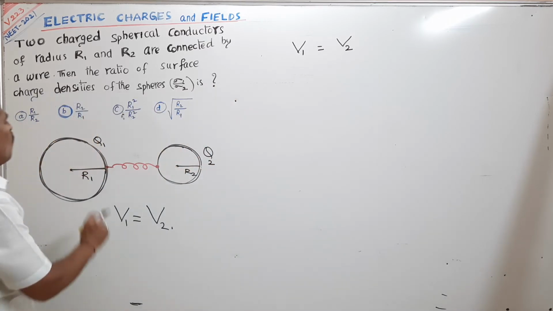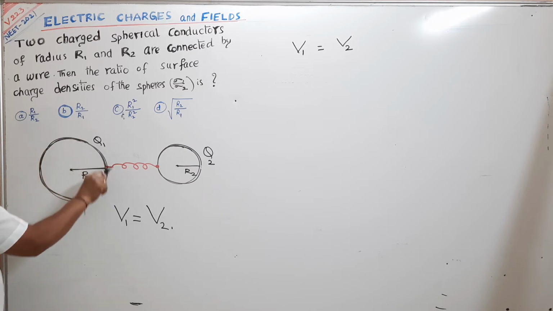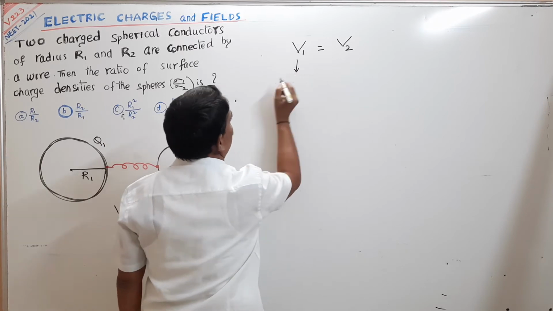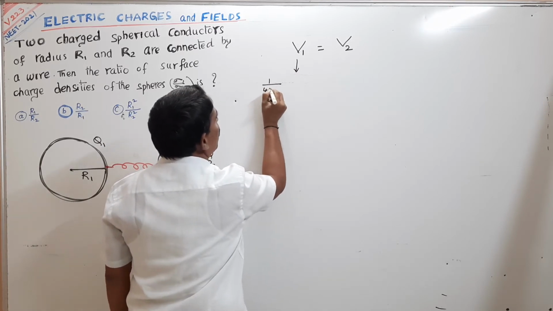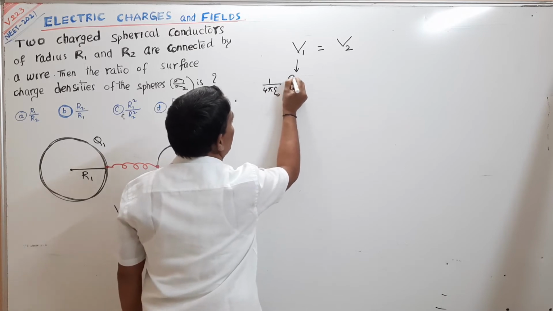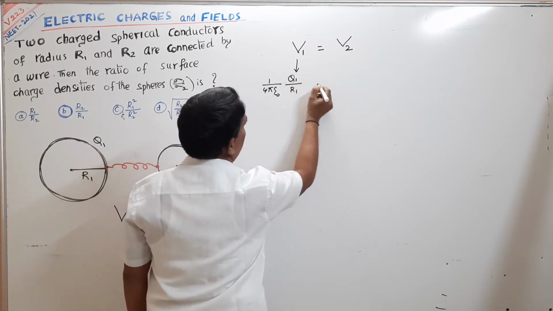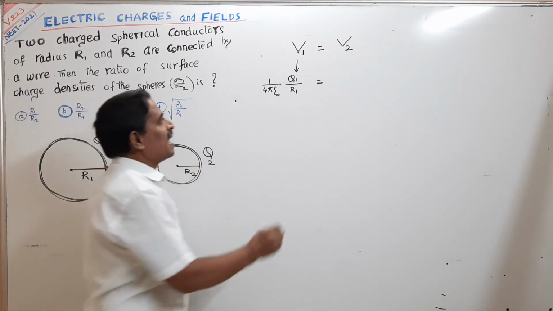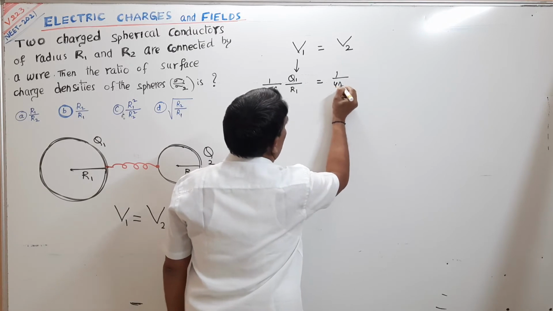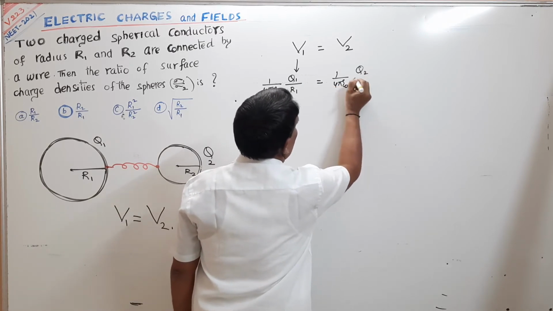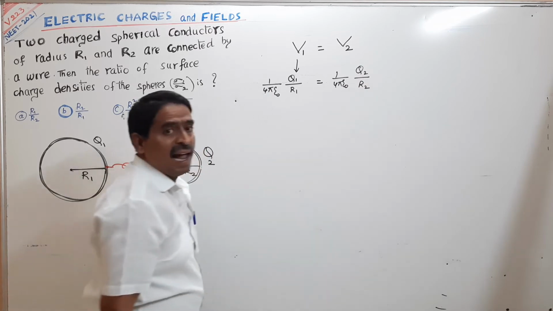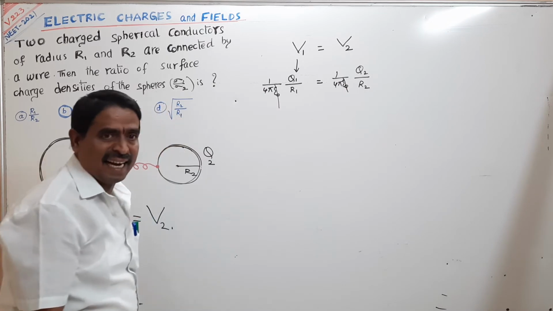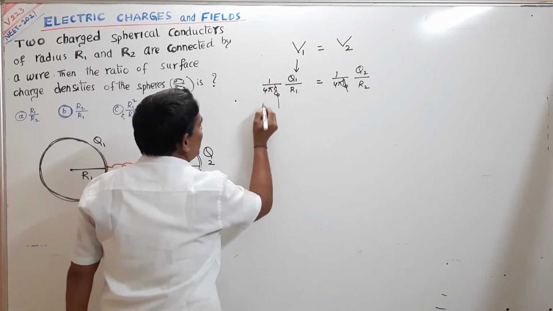Now please tell me, what is the formula for electric potential on the surface of the conductor? The electric potential formula is 1 by 4 pi epsilon naught Q1 by R1. Electric potential on the second spherical conductor is 1 by 4 pi epsilon naught Q2 by R2. Here epsilon naught is cancelled.